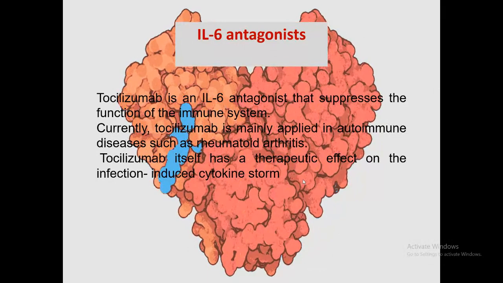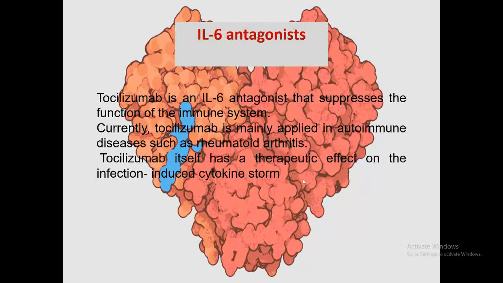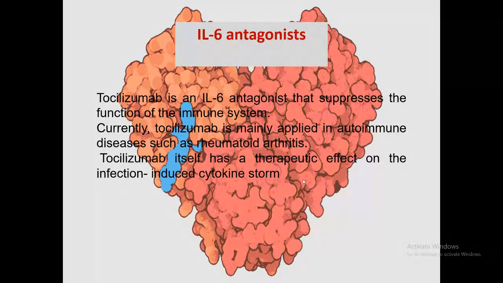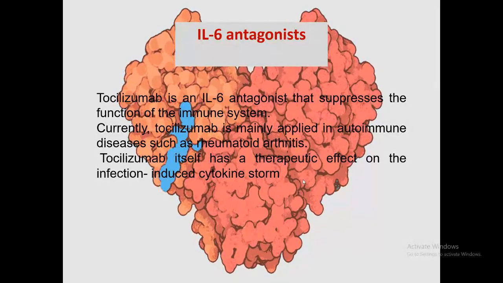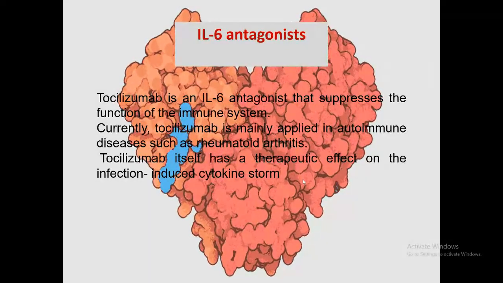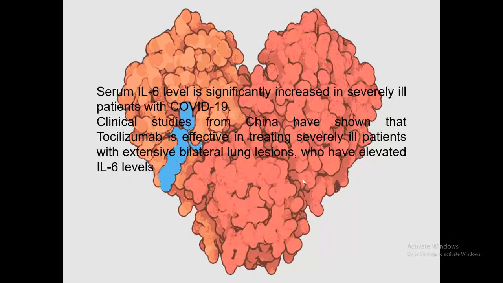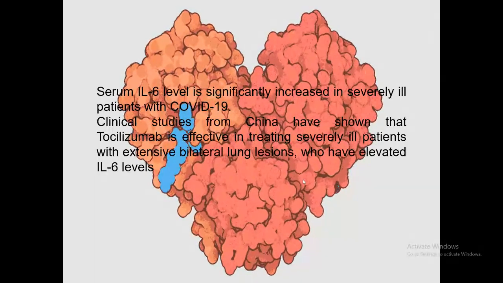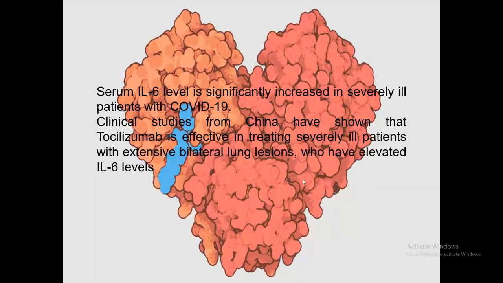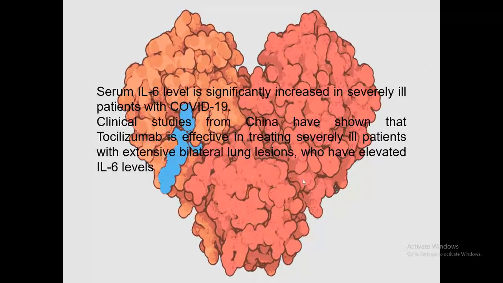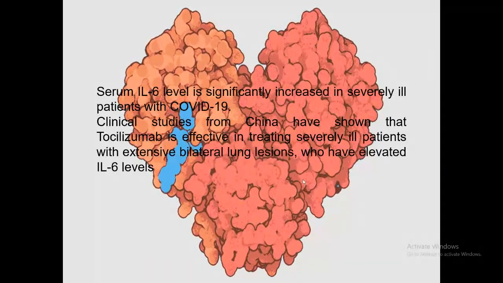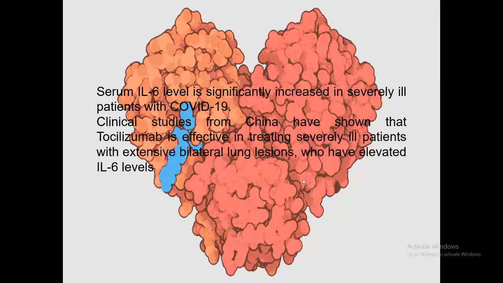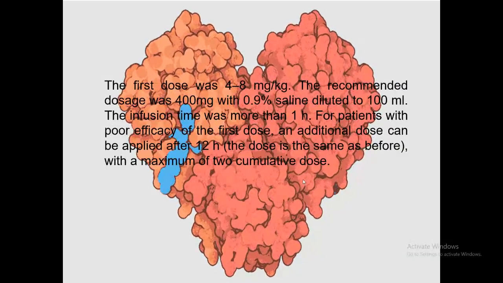We'll go to the interleukin 6 antagonist. This is very important because it is widely used now: tocilizumab. This is an interleukin 6 antagonist. It suppresses the function of the immune system. It was used in rheumatoid arthritis, and it has a therapeutic effect on infection-induced cytokine storm. Interleukin 6 is significantly increased in patients with COVID-19, and a clinical study from China shows that tocilizumab is effective in treating severely ill patients with extensive bilateral lung lesions and elevated interleukin 6.